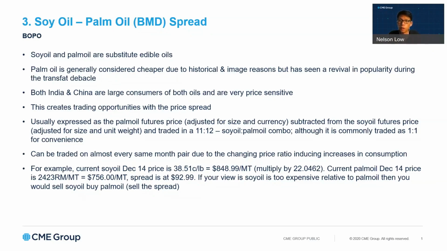Most traders look at it from the perspective where they'll trade same month pairs, meaning to say, for example, if it's a December soybean futures contract, they'll trade it against a December palm oil futures contract. But of course, there are nuances, because in FCPO, the most liquid month is the third month forward. So you might want to take that into account as well.